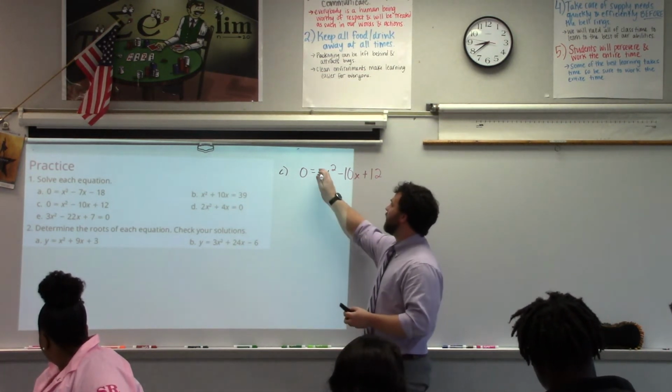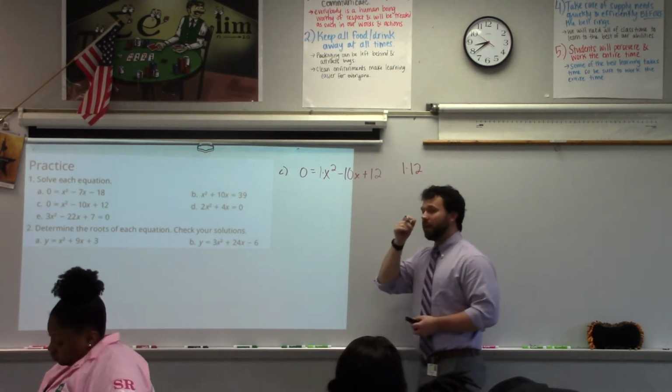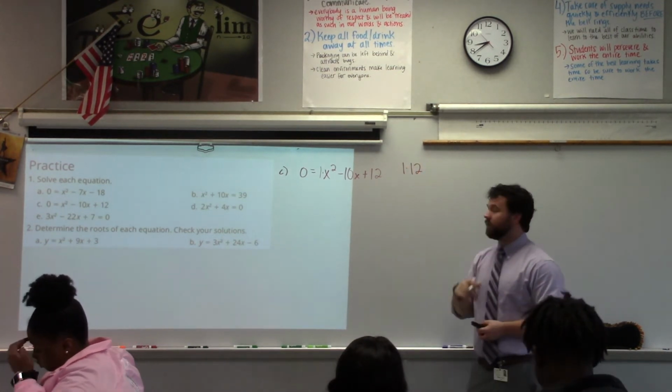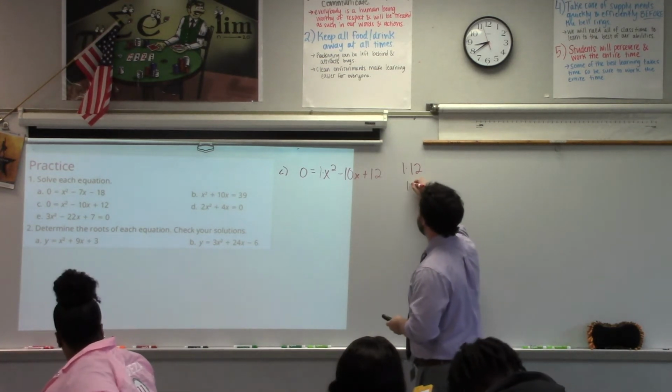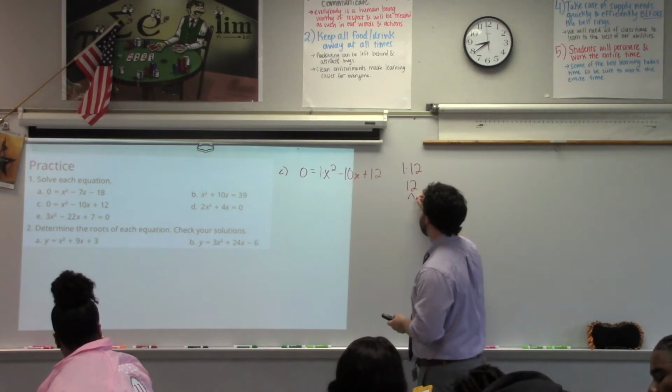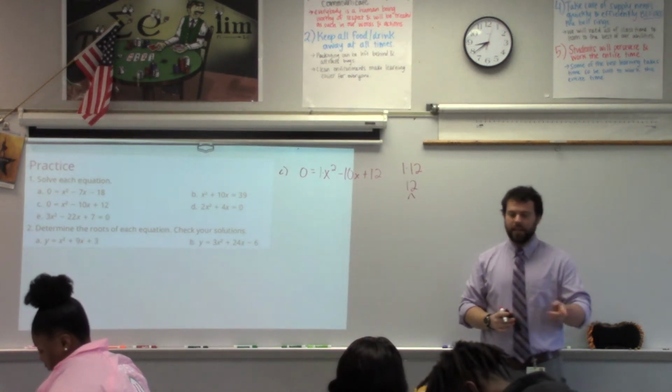For the AC method, I'm going to start with A times C. Don't forget that. I've already seen people on the check at the end of today not remembering to do A times C. And so I have 12, and I need factors of 12 that can add up to be what? Not 10, negative 10, right?